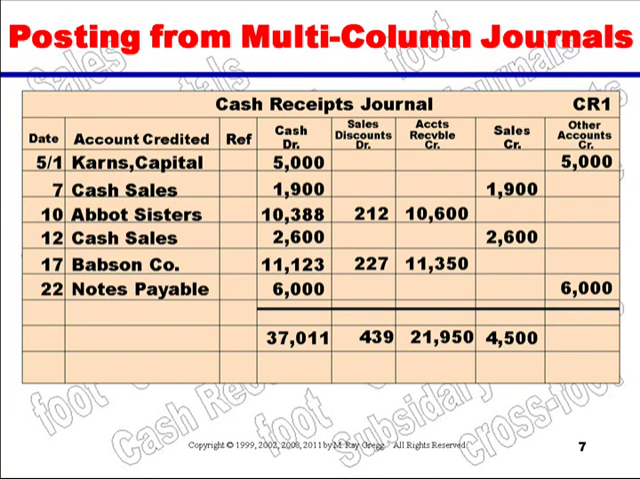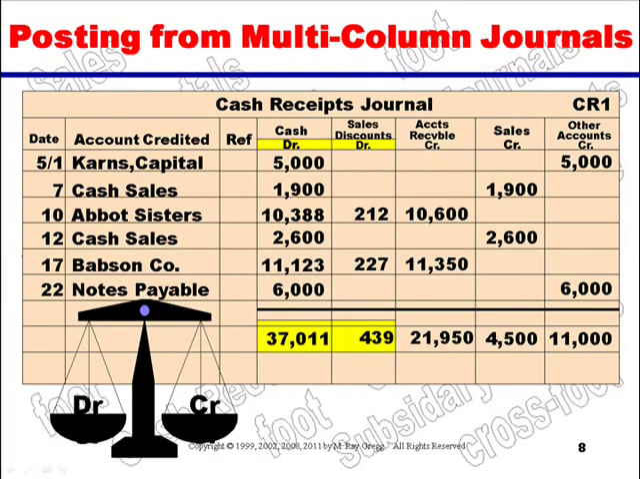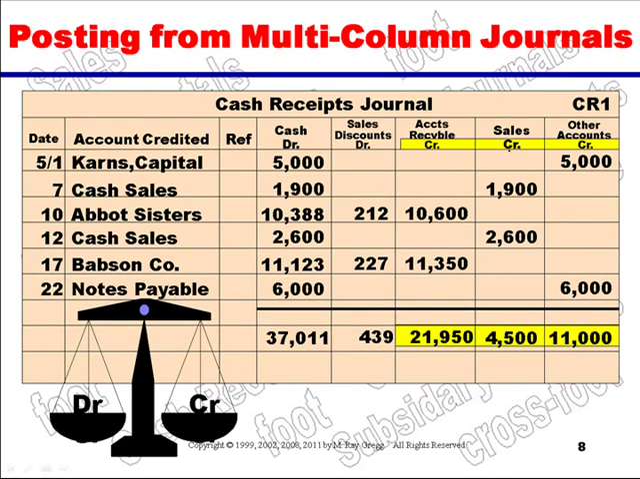Then we need to crossfoot. We need to make sure of the accuracy of this before we would post to the ledger. So let's look at the two columns labeled debit. That would be the cash column and the sales discount column. Let's sum those two totals. $37,011 and $439 need to be summed. If you want to do it, I'm not going to do it for you. Write it down and remember that total. And let's compare that to the three totals labeled credit. Accounts receivable is credit, sales is credit, and the other account is also credit.